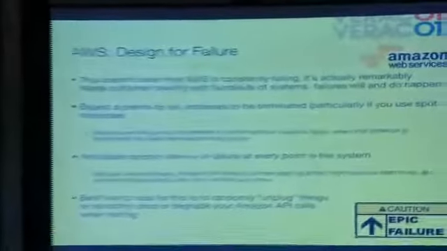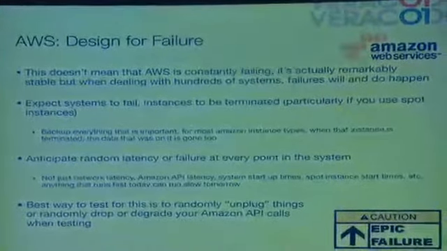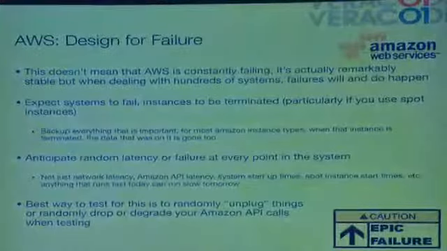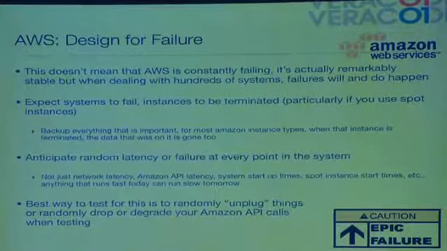This is where we really spent a lot of time, because the first time we did this, we had a bunch of epic failures and then realized that we were not designing for failure and it was really our own fault. So it doesn't necessarily mean that AWS is constantly going down. It's pretty stable, actually, but occasionally things do happen. So you want to expect systems to fail. As you're building a system out, you want to make sure that if things are terminated suddenly, particularly if you use spot instances. How many know what spot instances are? I'll talk about that in a second.